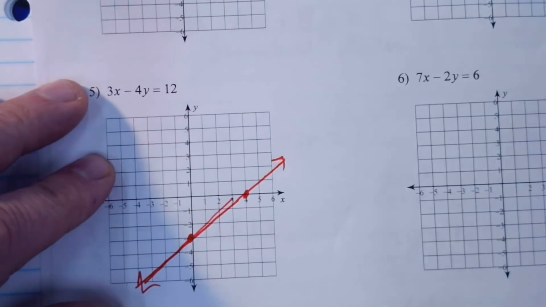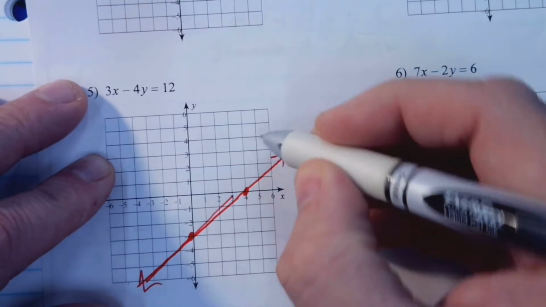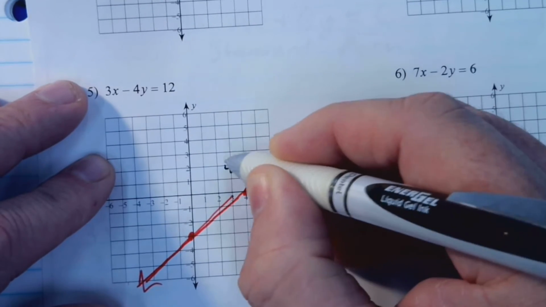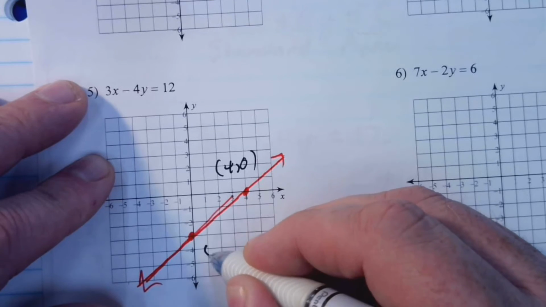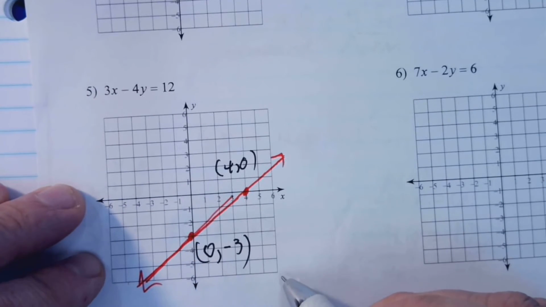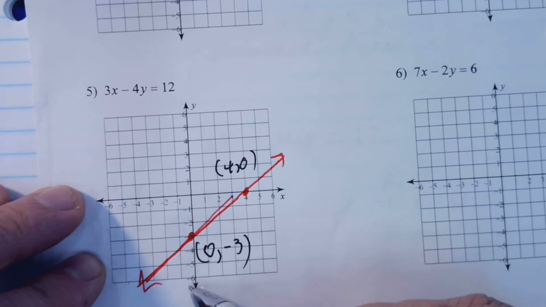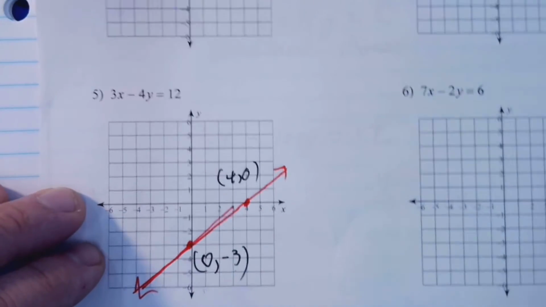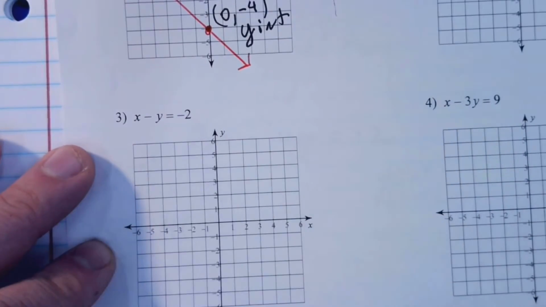Now I need to go ahead and label my important points. Make sure we're doing it right. This would be 4, 0. And this would be 0, -3. Okay, the y-intercept has a y value. The x-intercept has an x value. The other one is 0. Okay. Let's try to do this. This one's got to be easy. Let's try to do this one by ourselves.